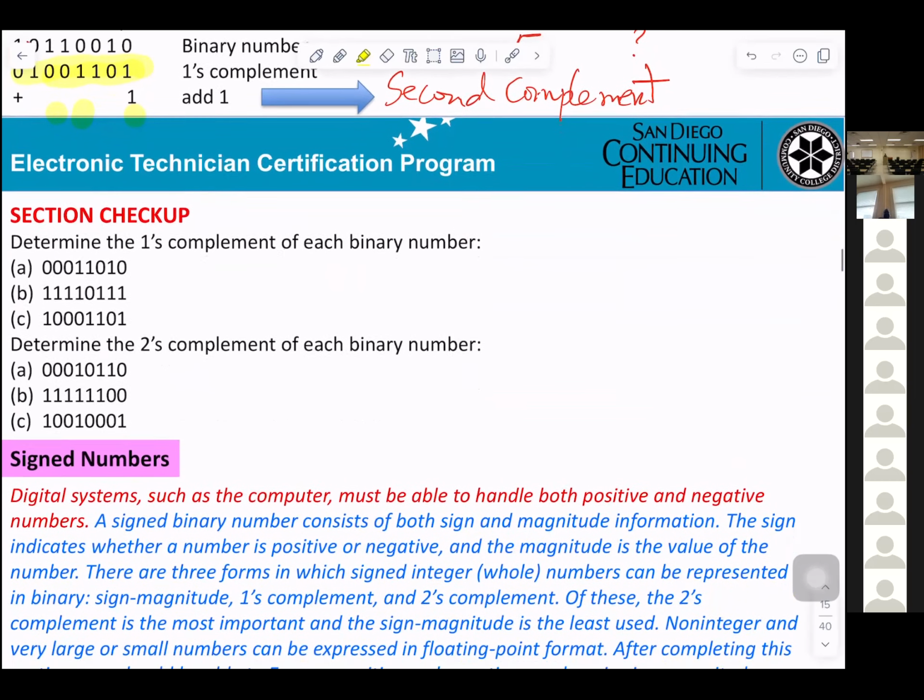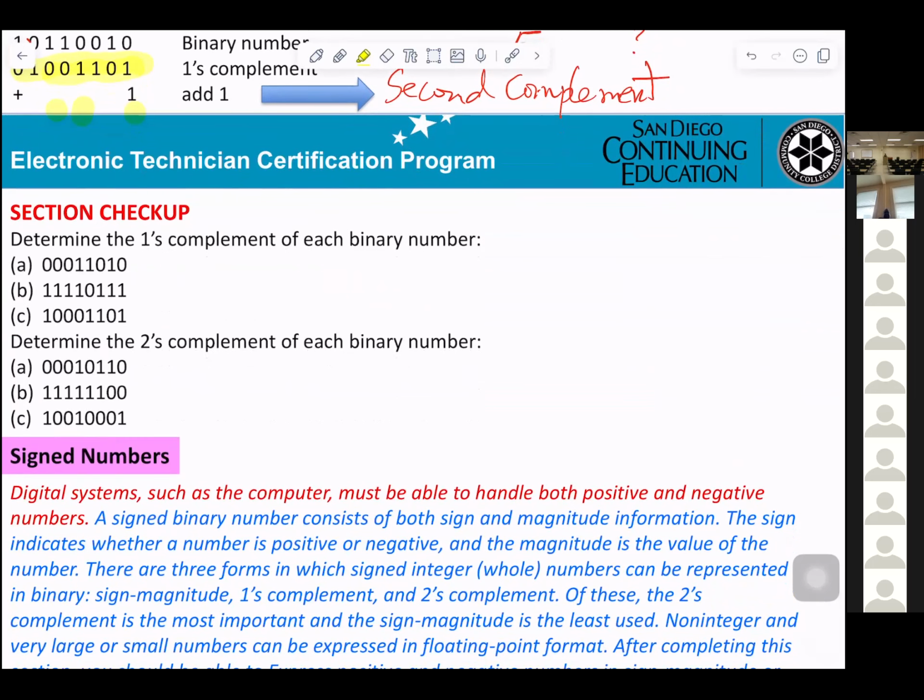So in here, first thing, if they want the first complement, that's okay. Easy. 0 to 1, 1 to 0. However, if it's the second, the first thing you have to find out is the first complement. Then you add 1. Okay?